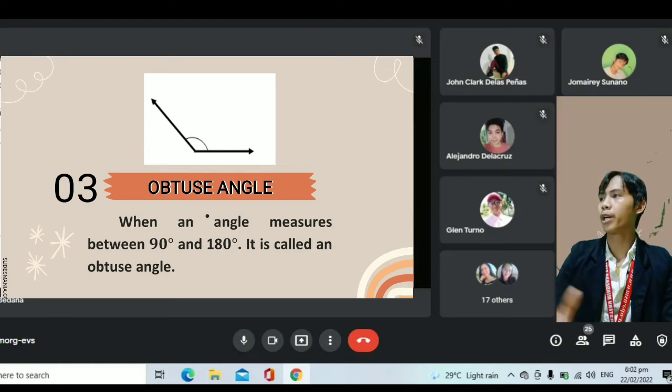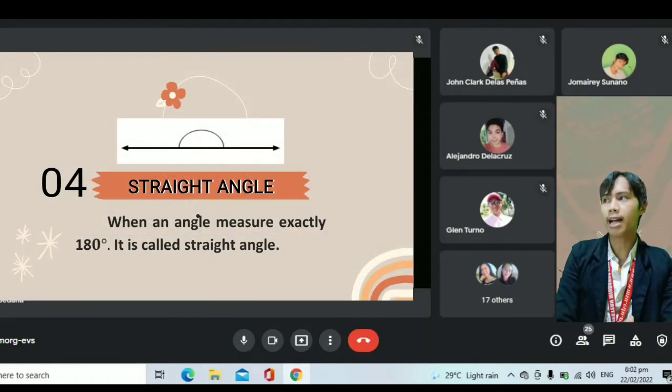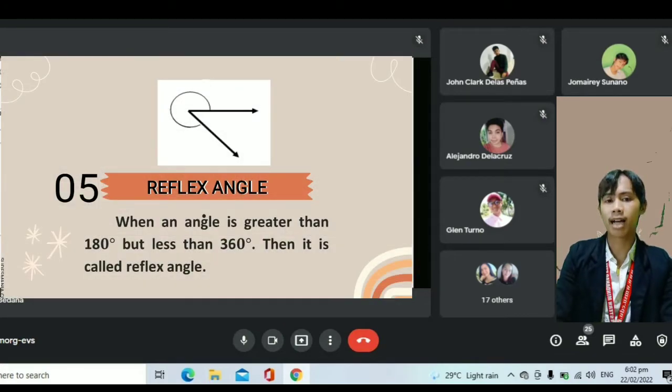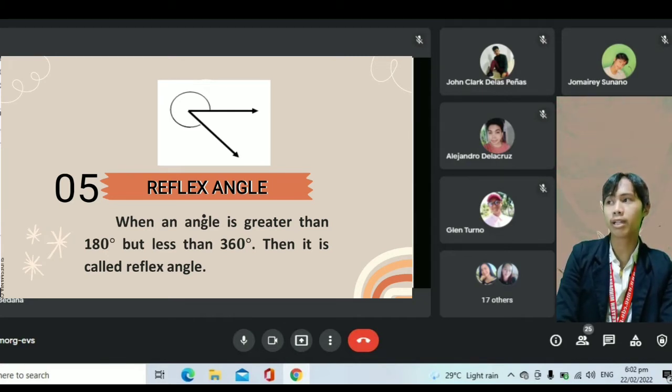Next, the fourth one, we have the straight angle. A straight angle is when an angle measures exactly 180 degrees. Then fifth, we have the reflex angle. When an angle is greater than 180 degrees but less than 360 degrees, it is called a reflex angle.